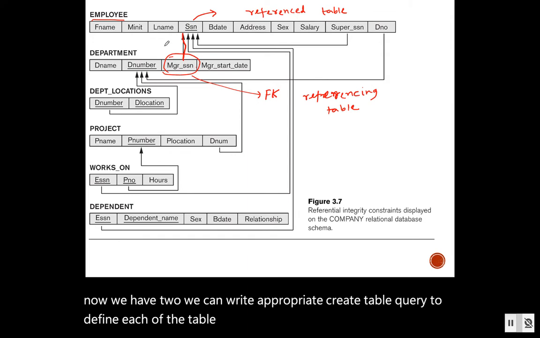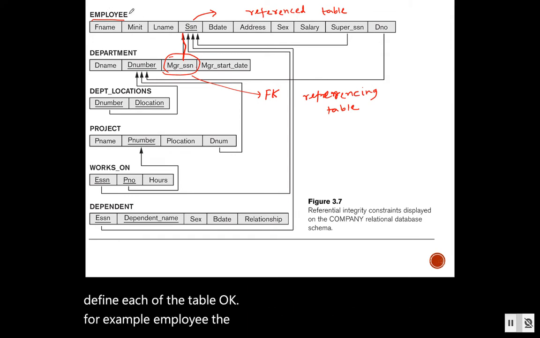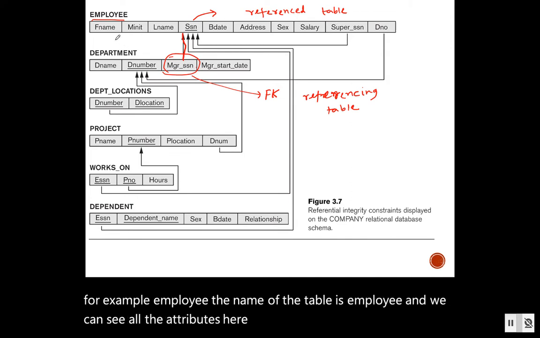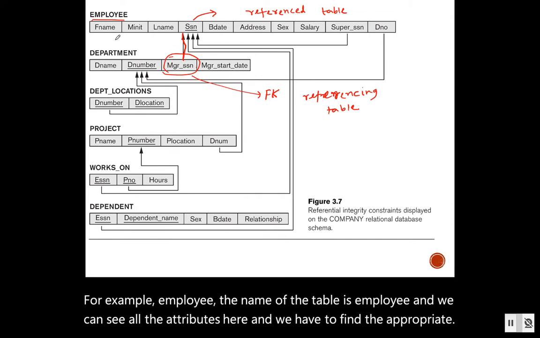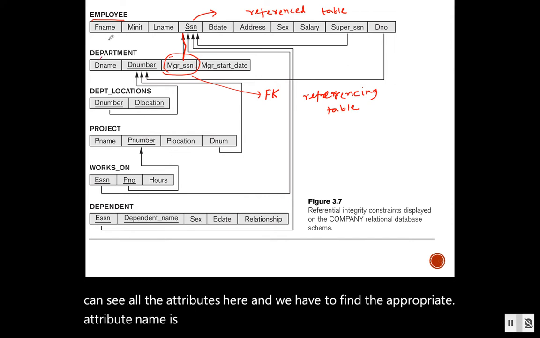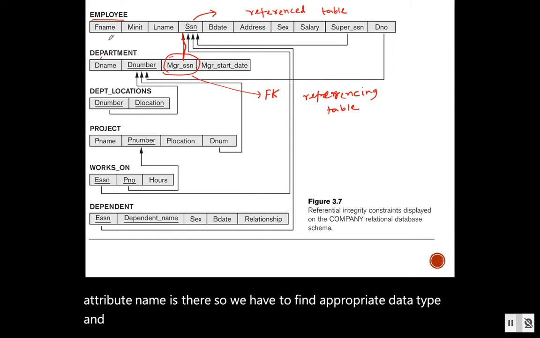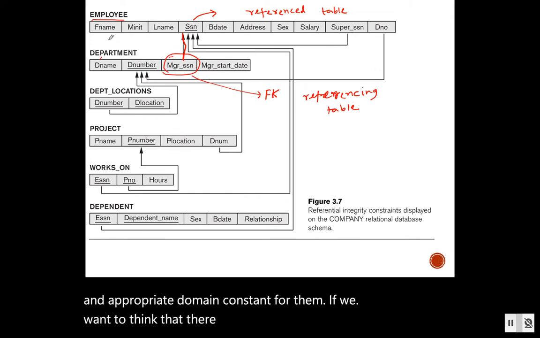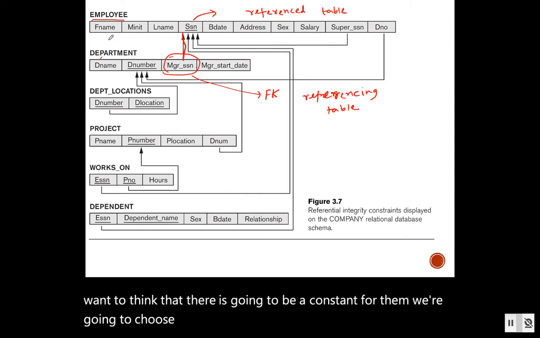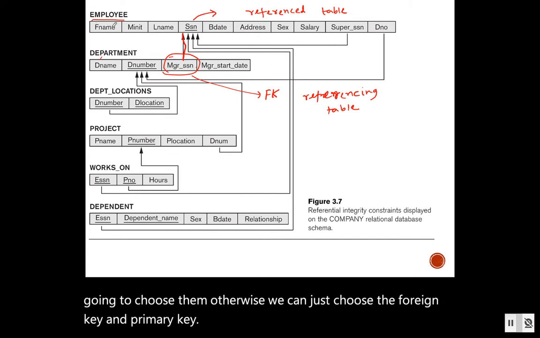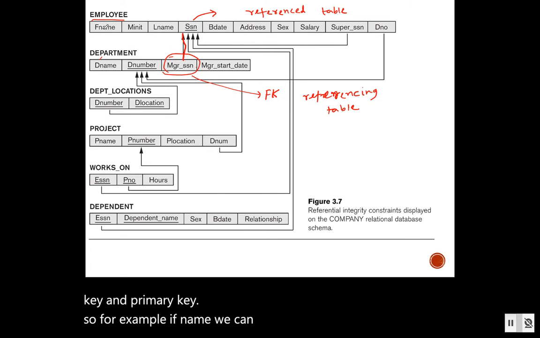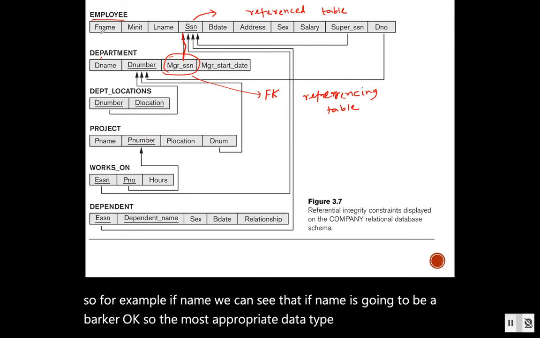For example, the name of the table is employee, and we can see all the attributes here. We have to find the appropriate data type and appropriate domain constraint for them. If we think there is going to be a constraint for them, we are going to choose it. Otherwise we can just choose the foreign key and primary key. For example, f name is going to be a varchar. The most appropriate data type for first name will be varchar.